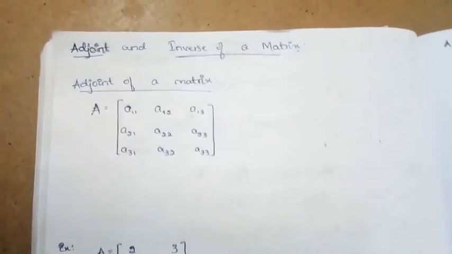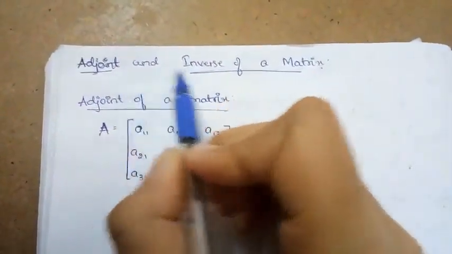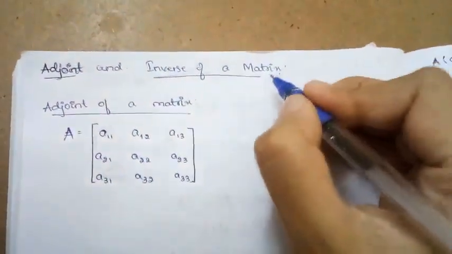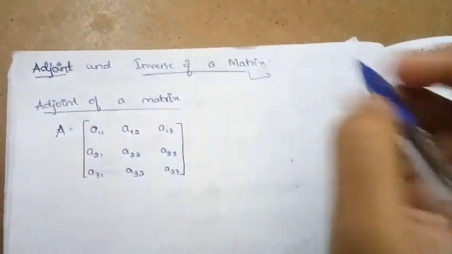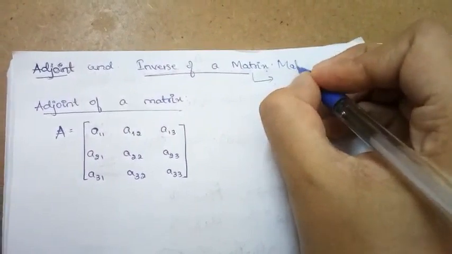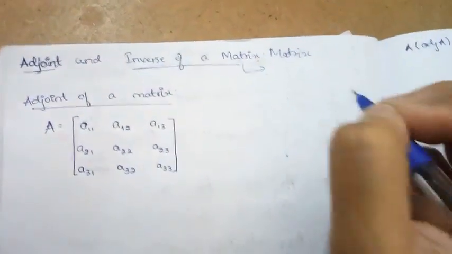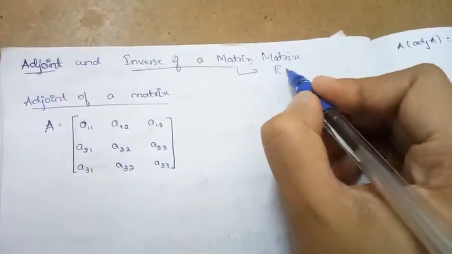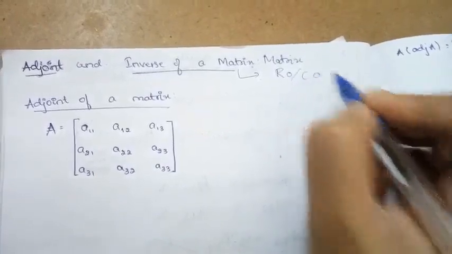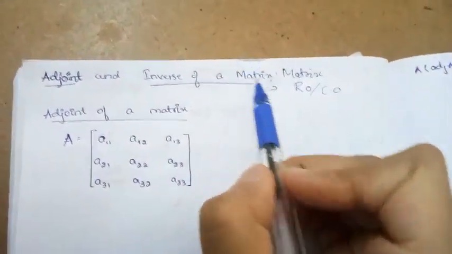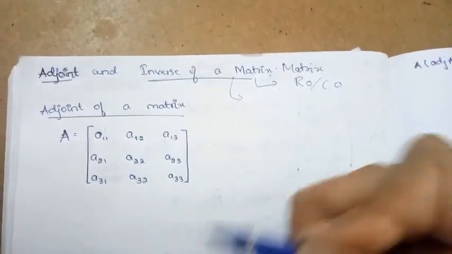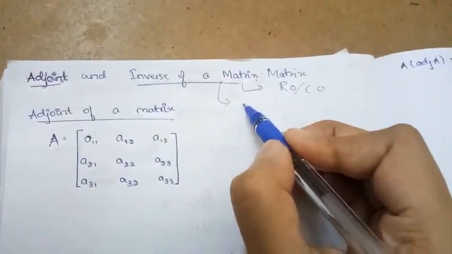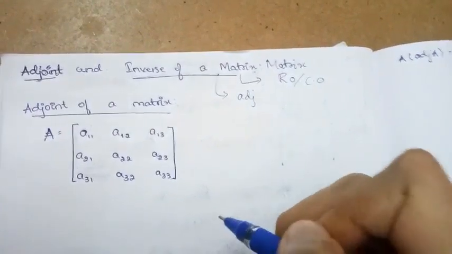Hi guys, let us move to the next topic, that is nothing but adjoint and inverse of a matrix. The inverse of a matrix, which you have already studied in the previous chapter, in the topic matrix, where you used to find the inverse of a matrix either by row operation or by column operation. Here we are studying how to find the inverse of a matrix with the help of adjoint of a matrix.